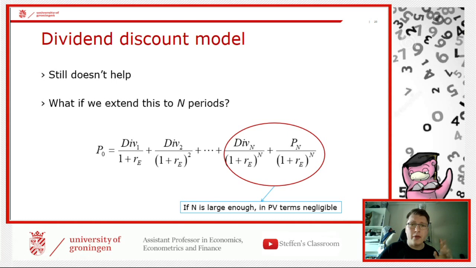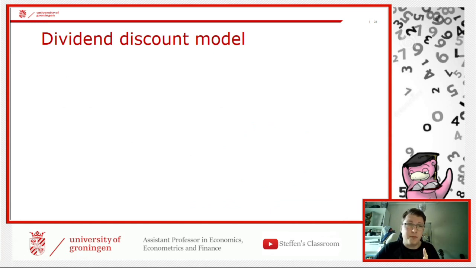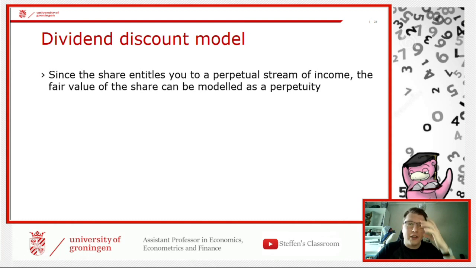So imagine you remove that. If I just throw the end away, what do I have left? Feel free to comment on that, guys. So this is actually a perpetual stream of income, right? An infinite stream of income. Let me just call it that. So the fair value of a share can actually just be modeled as a perpetuity.